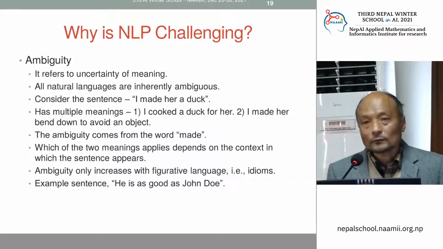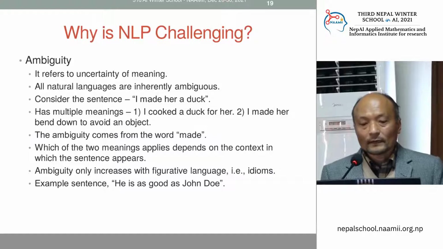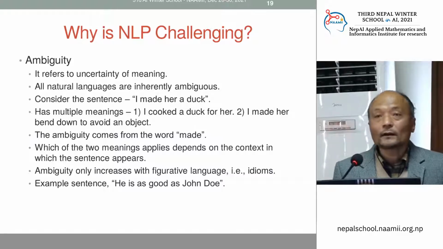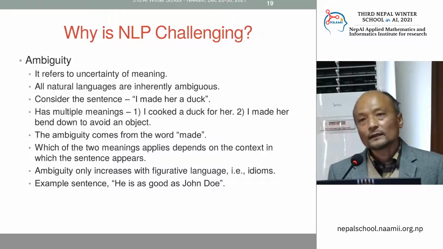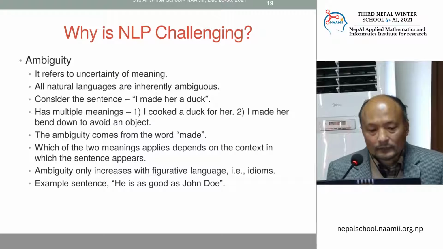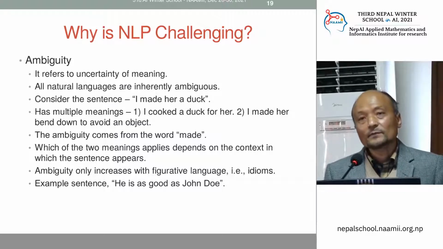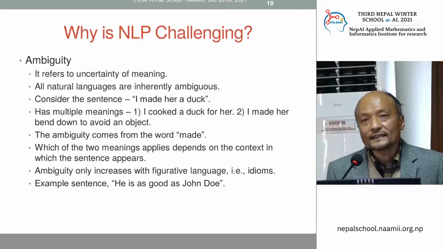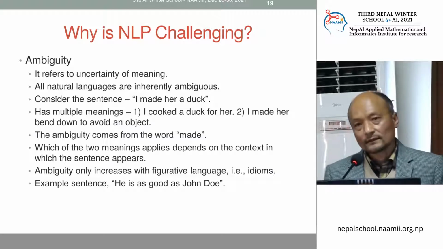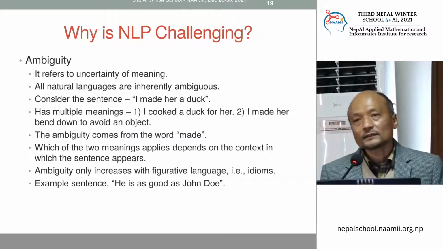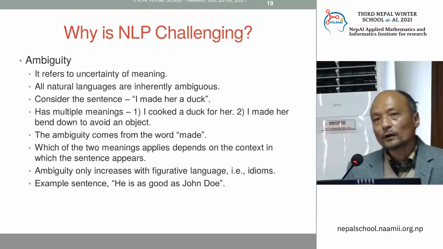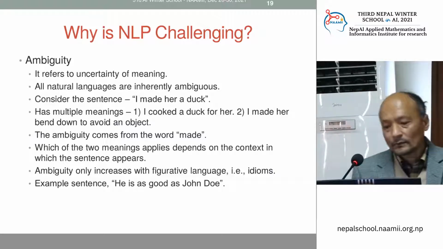The first one could be that you have basically cooked a dog. Whereas the other could be you made somebody bend down to avoid an object. That's also, I made her a dog. So the ambiguity is because of this word made. This verb made basically introduced the ambiguity.